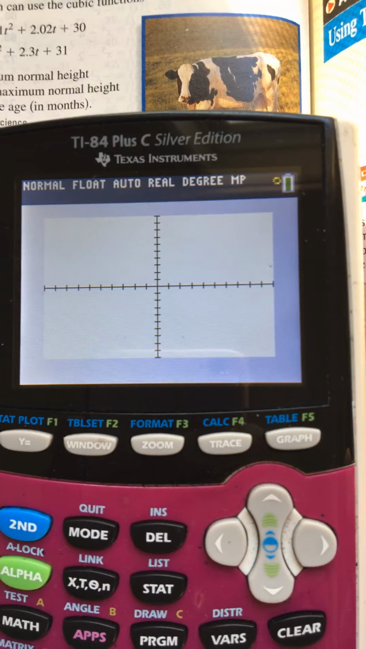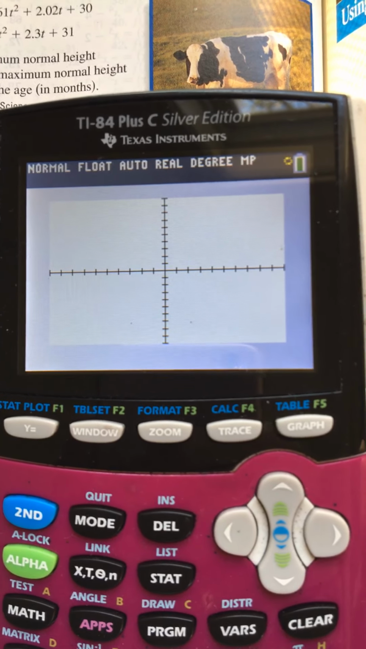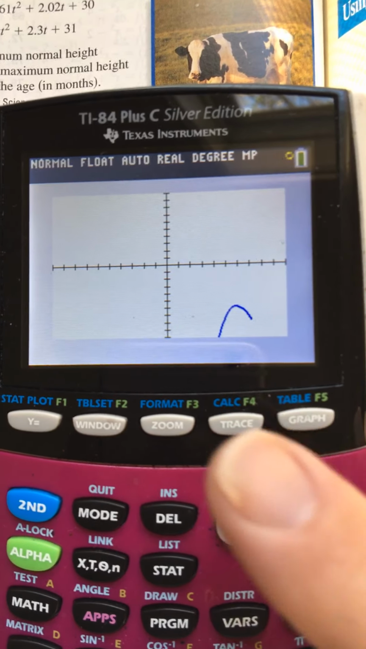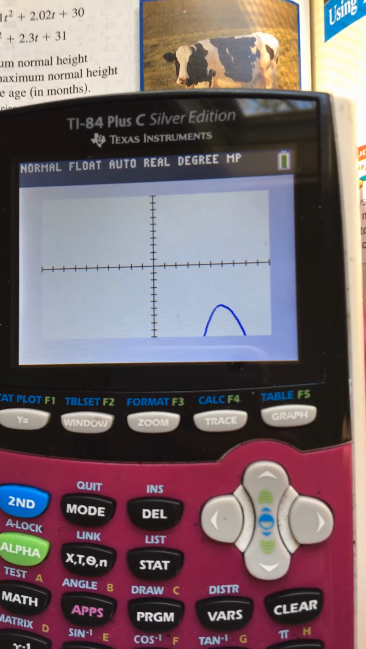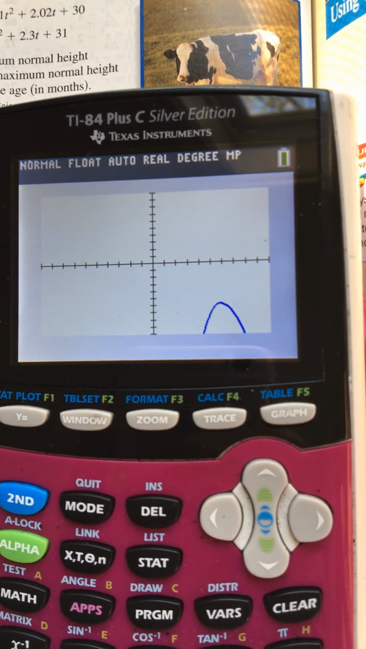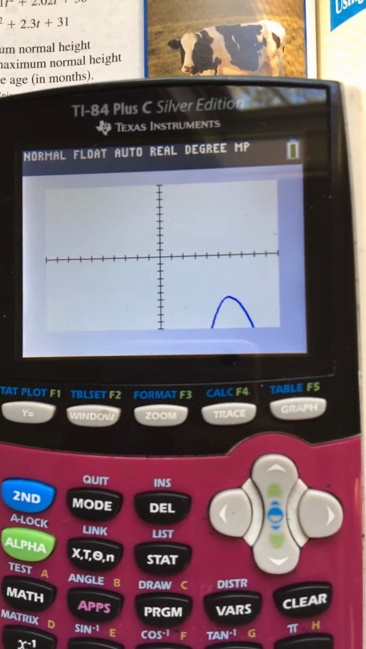And so when I hit graph, nothing is showing up. And I think, uh-oh, I said graph. Where's my graph? Oh, there it is. It's a little hill down here. And that would make you think that this is some parabola that's just upside down there with no real solution, no place that's crossing the x-axis.